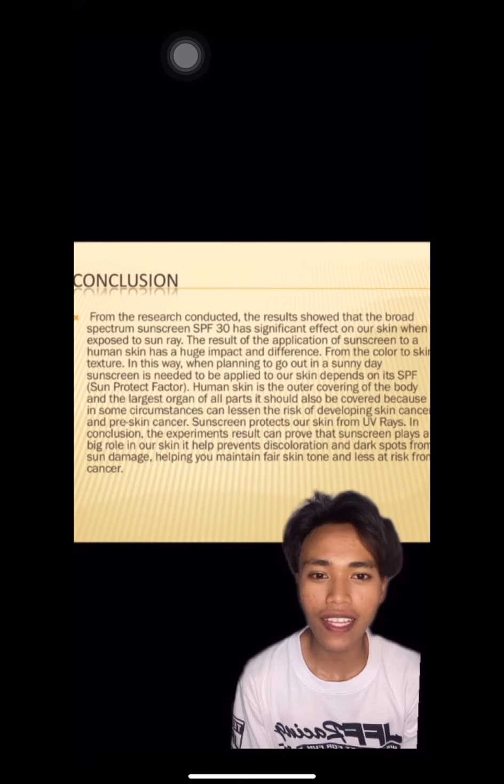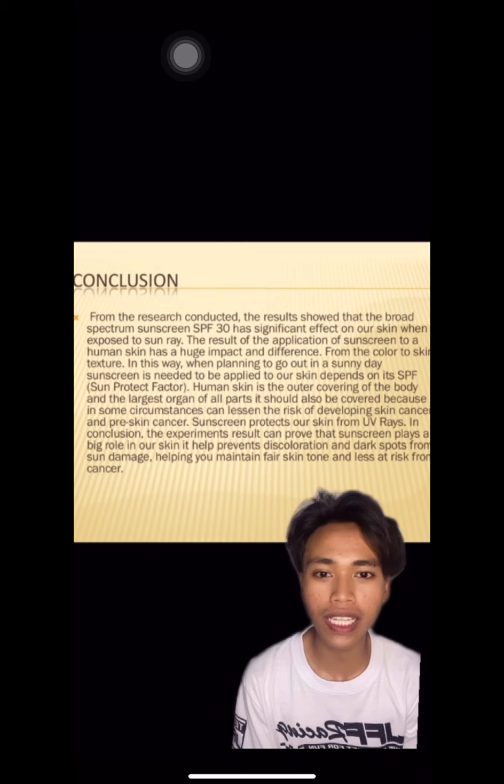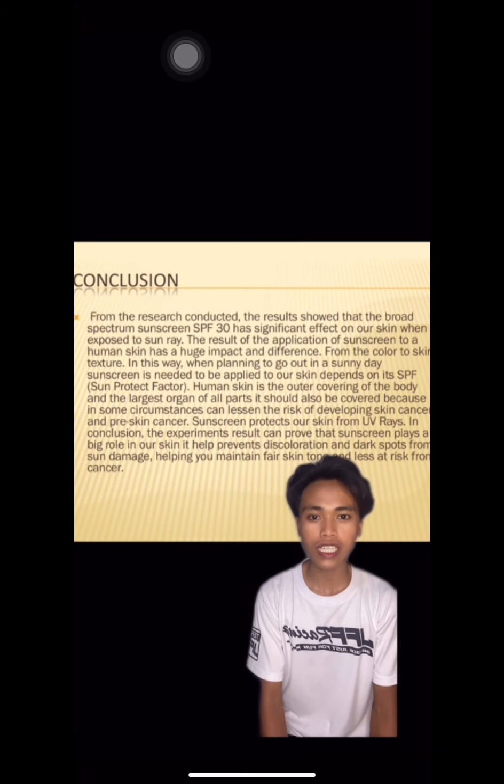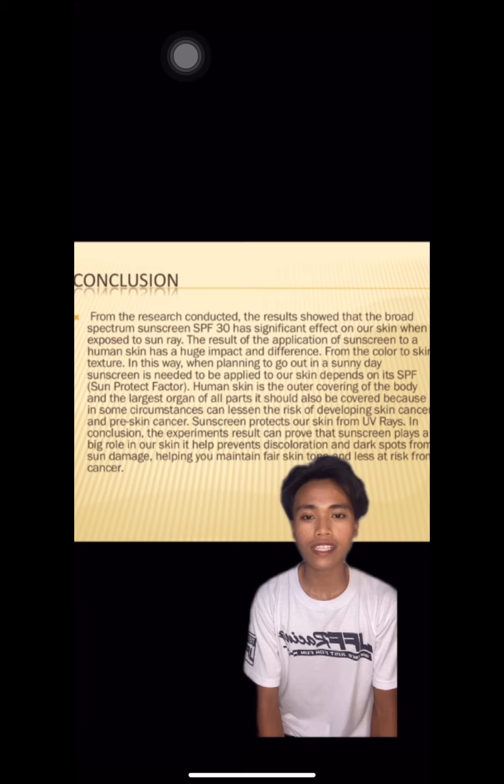To sum up everything that has been said so far, sunscreen plays a big role in our skin, and it helps prevent our skin from discoloration and having dark spots from sun damage. It helps our skin maintain a fair skin tone and less risk of cancer. In order to have a better skin tone while exposing our skin to the sun, we must have a sunscreen with at least SPF 30 in order to have better and healthier skin. It is best to use sunscreen while exposing our skin to the sun because if not, we can have darker skin, or should I say tan lines.